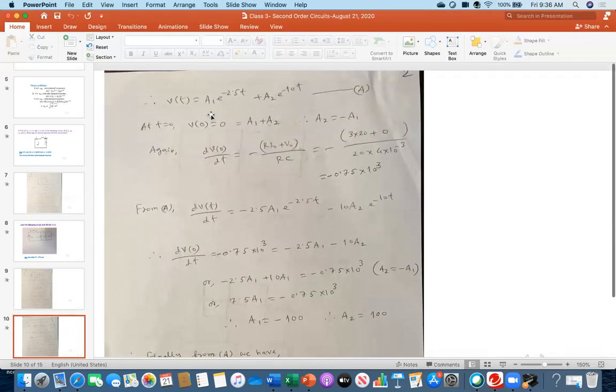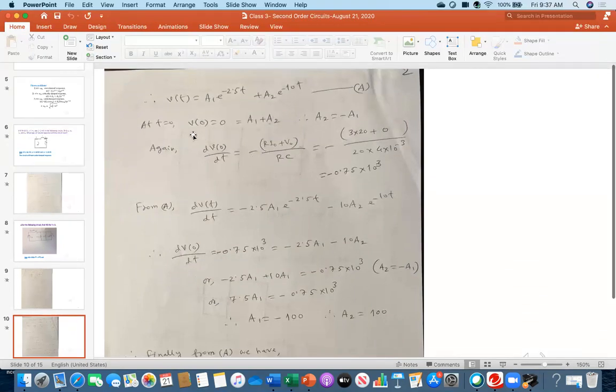Okay, so that was my expression v(t) equals e to the power s t, but I substituted the value of s, that is minus 2.5 t, and the s2 value was 10, so I put that as e to the power minus 10 t. Now your goal is to find a1 and a2 with the help of those two initial conditions.